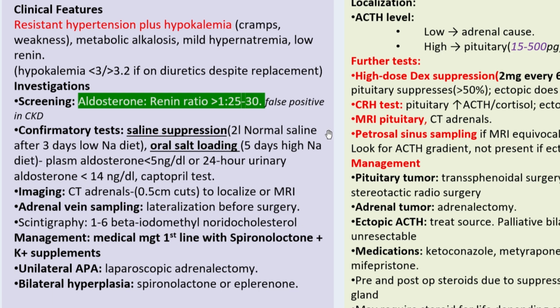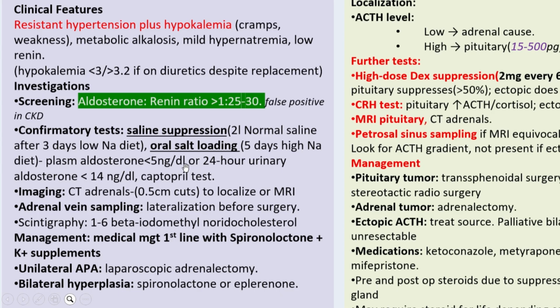where we can give a patient 2 liters of normal saline for about 3 days. They're going to receive this in supine position, and they're going to have been previously on a low sodium diet. Or if it is known that you want to do what we call the oral salt loading, where for 5 days you give a patient a high sodium diet, and then you measure the plasma aldosterone afterwards.